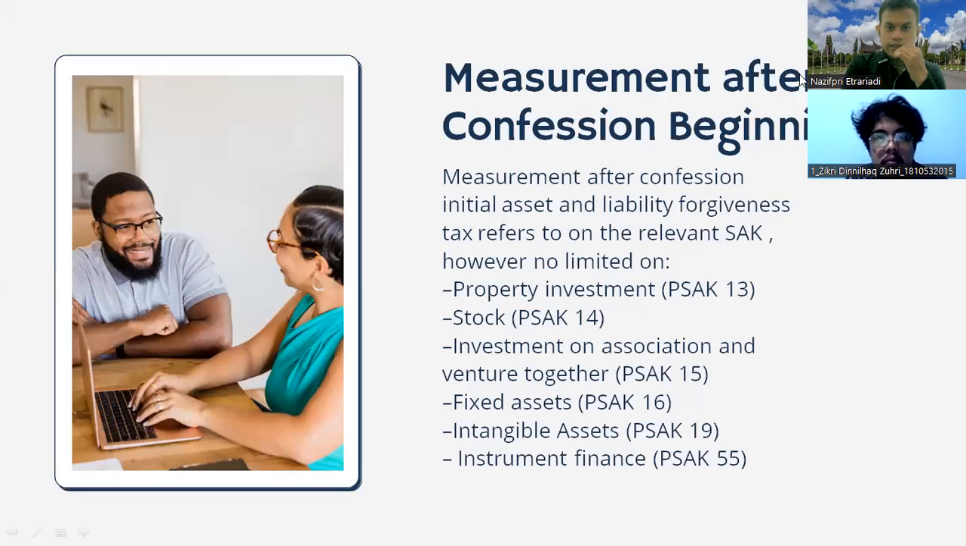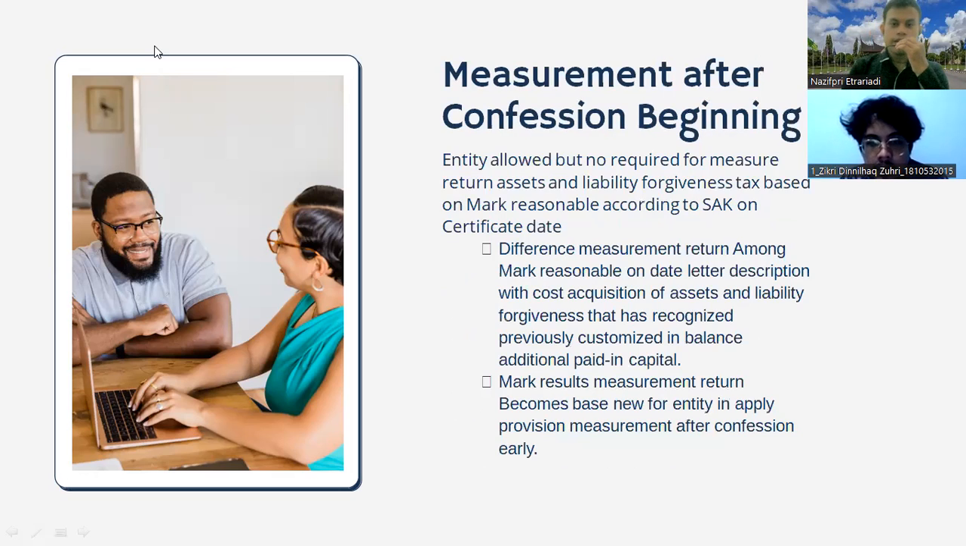Okay, the next is measurement after initial recognition. Measurement after initial recognition of assets and liabilities in tax amnesty refers to the relevant SAK, however not limited to: number one, investment property in PSAK 13; stock in PSAK 14; investment in associates and joint ventures in PSAK 15; fixed assets in PSAK 16; intangible assets in PSAK 19; and financial instruments in PSAK 55. Okay, they continue measurement after initial recognition.